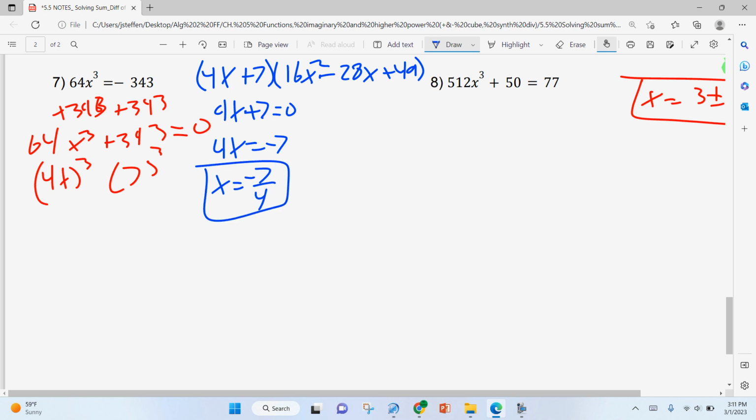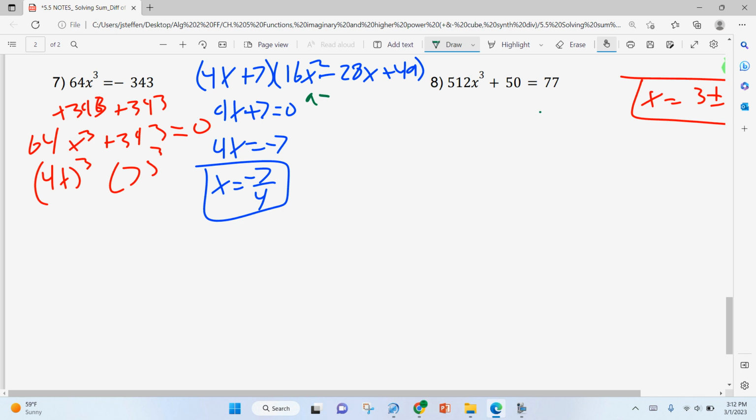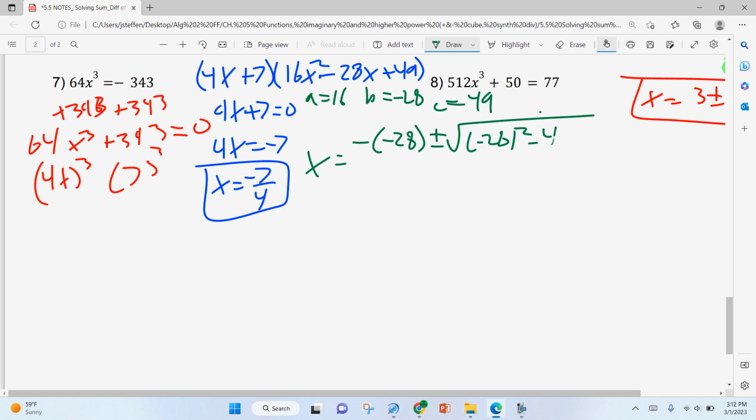So that's my real zero, even if it's a decimal, that's fine. Your imaginary zero, go back, put your numbers in. A is 16, B is 28, C is 49. I'm just going to have to use up too much room and erase. That's fine. Negative 28 plus or minus the square root of negative 28 squared minus 4 times A is 16 times C is 49, all over 2 times A is 16.